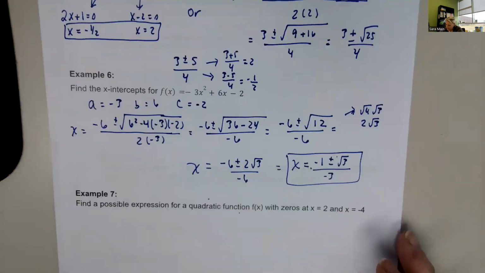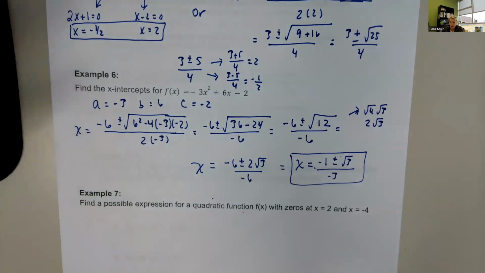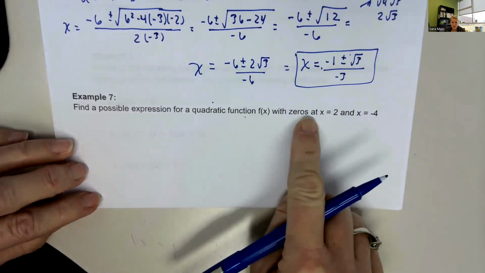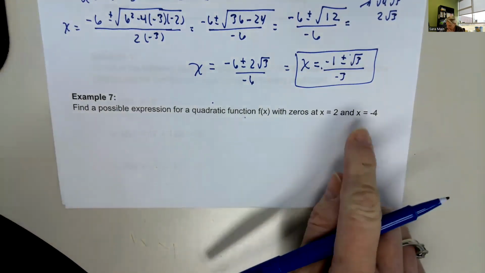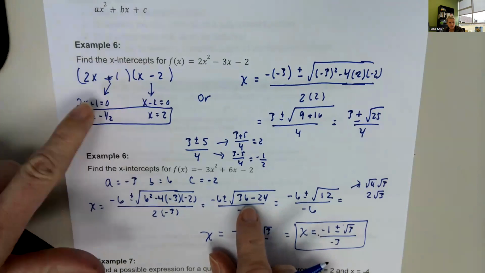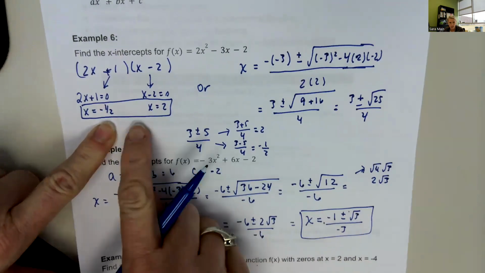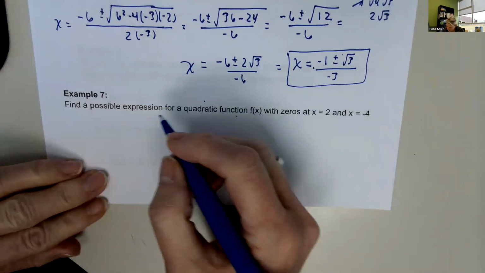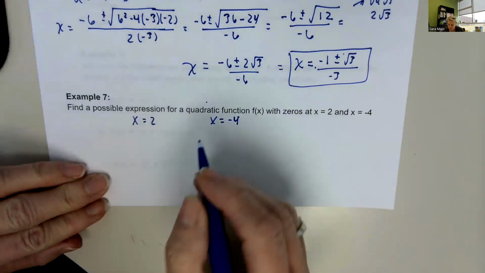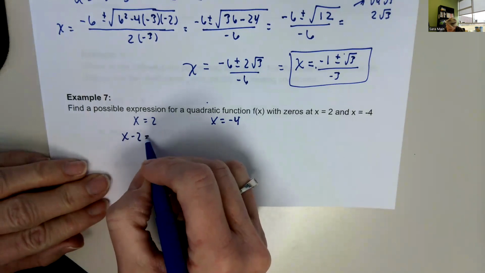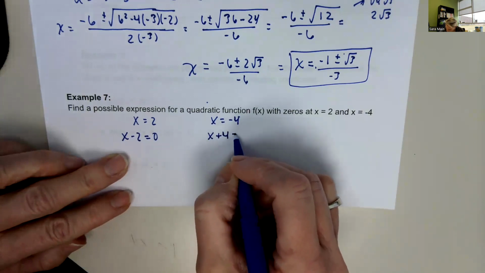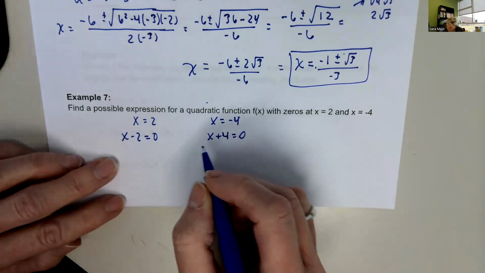Now, sometimes you're given the zeros, the x-intercepts, and you have to work backwards to an equation. So it says, find a possible expression for a quadratic function with the zeros at x equal 2 and x equal to negative 4. So if we think backwards here, where we took our factors, set them equal to 0 and solved, we're going to work backwards. We're going to take our x-intercepts that we know at x equal to 2 and x equal to a negative 4 and work backwards so they're set equal to 0. So if we subtract 2 from both sides, we get x minus 2 equals 0. If we add 4 to both sides, we get x plus 4 equals 0.